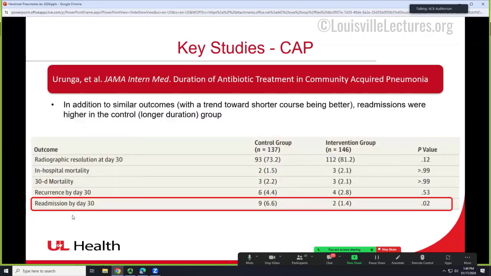But they did see that the readmission rate by day 30 was significantly higher in the longer duration of therapy groups. They didn't dive into why this might be. They didn't tell us it was because of adverse effects. They theorized it was because everyone got a phone number, and the people who were discharged earlier or on shorter courses of therapy maybe just used that phone more often to prevent admission.